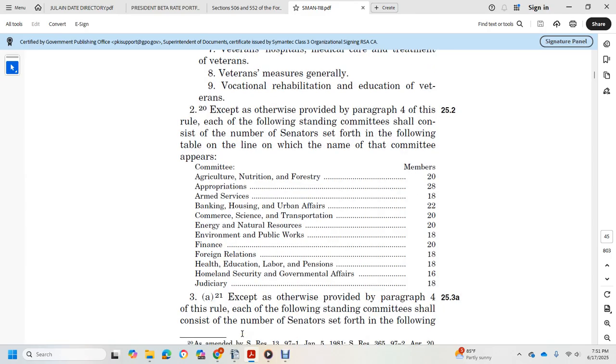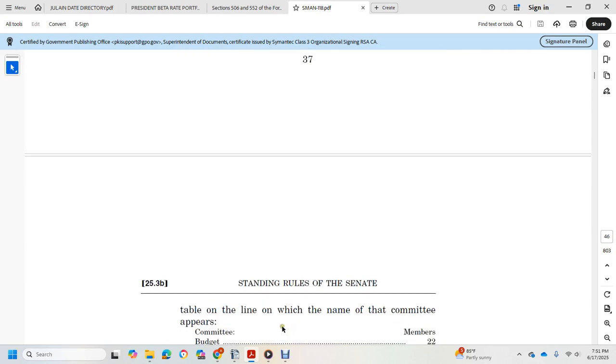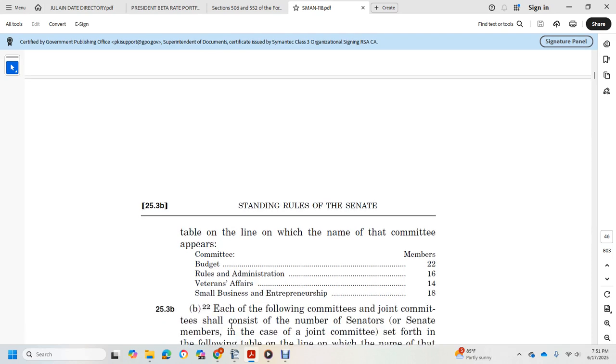Each of the following standing committees shall consist of the number of senators set forth in the following table on the line on which the name of the committee appears: Budget: 22 members. Rules and Administration: 16. Veterans Affairs: 14. Small Business and Enterprise: 18.